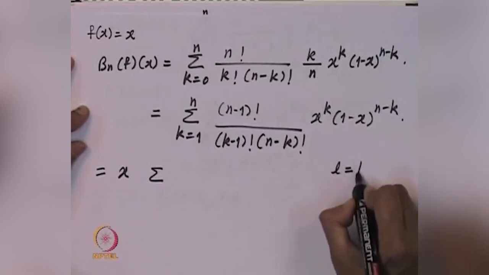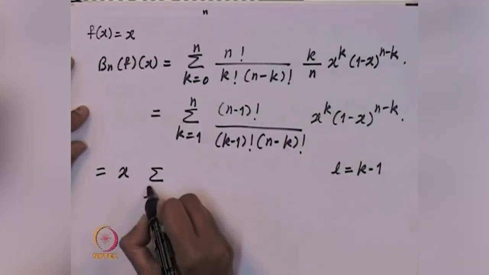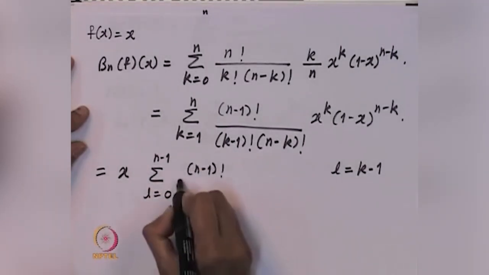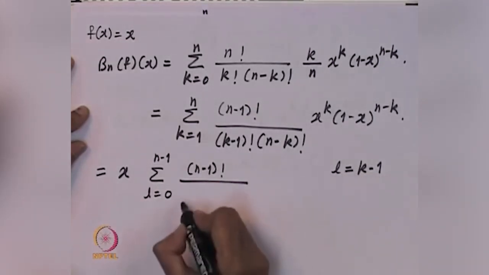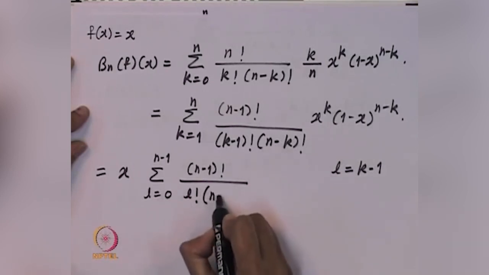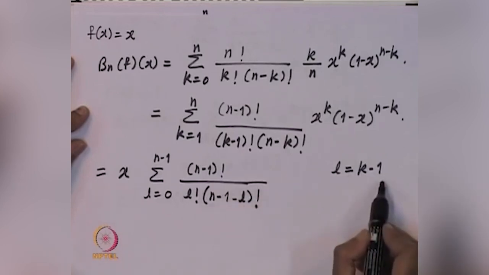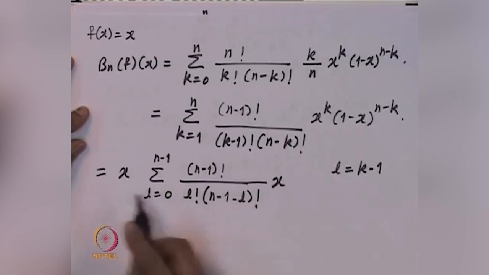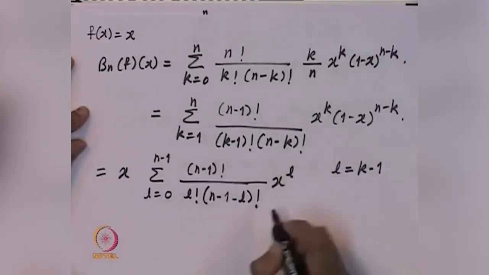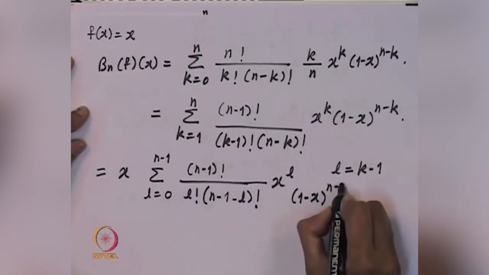So, let me substitute L is equal to k minus 1. When k varies from 1 to n, L will vary from 0 to n minus 1. n minus 1 factorial divided by k minus 1 is L, so it will be L factorial, then n minus k factorial, so that will be n minus 1 minus L factorial, since L is k minus 1. I have taken 1 x out, so what I am left with is x raised to k minus 1, so that will be x raised to L, and then 1 minus x raised to n minus 1 minus L.